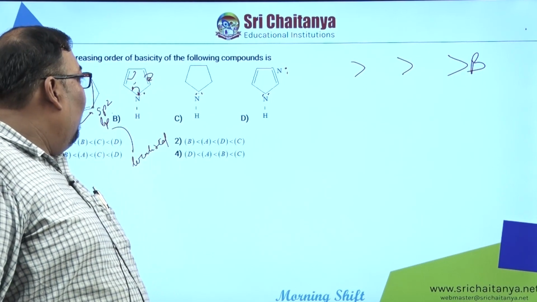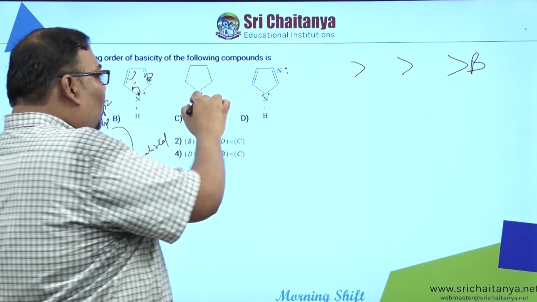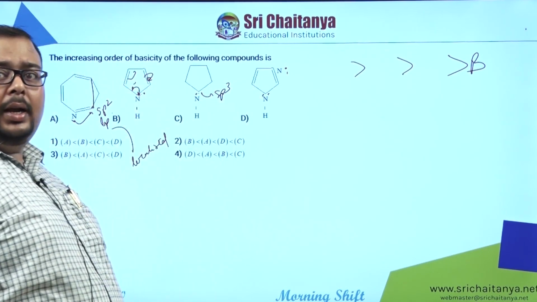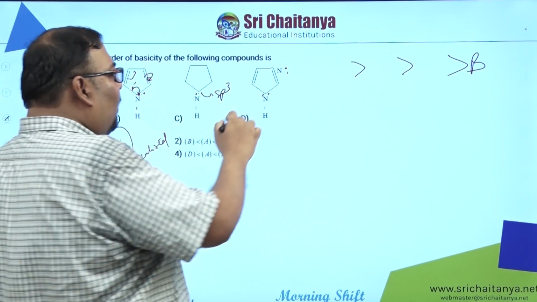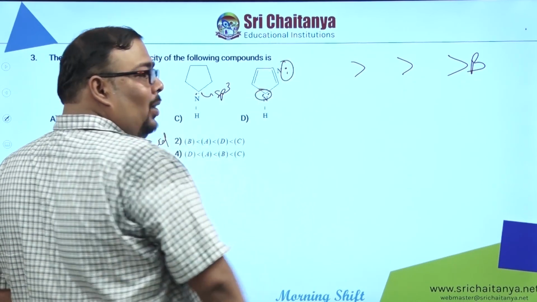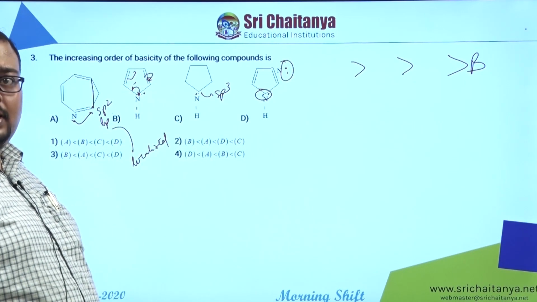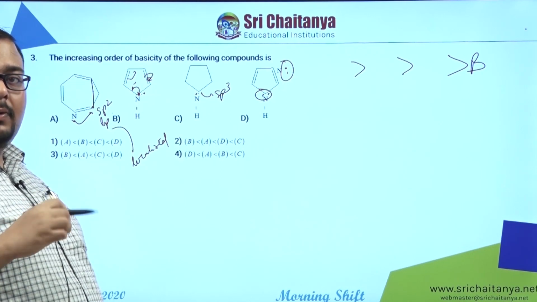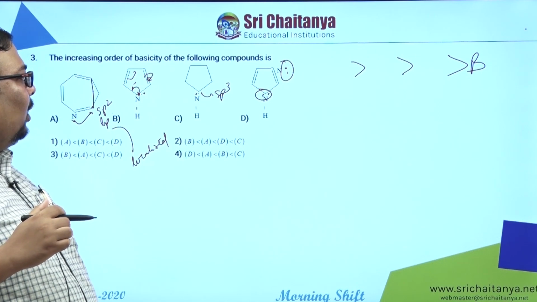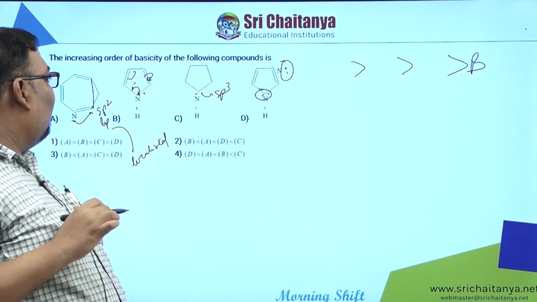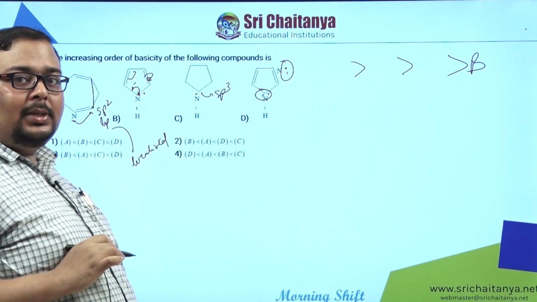In C, you have an sp3 lone pair which is localized, and in case of D, you are having 2 lone pairs, out of which this lone pair is delocalized, but this lone pair is localized. Since we prefer the more basic lone pair for measuring the basicity, this one is a localized lone pair. So I can safely say that B will be having the least basicity.